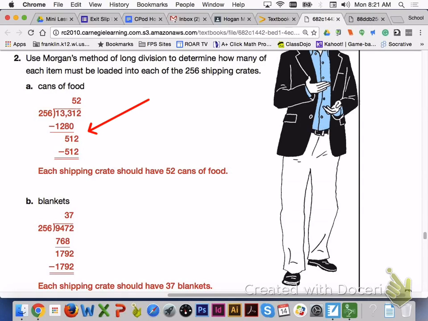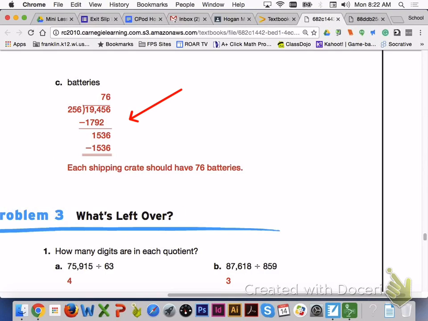For number 2, letter A, here is the work that I should see for the number of cans of food. Each shipping crate should have 52 cans of food. For letter B, here's the work that I should see in order to determine the number of blankets. Each shipping crate should have 37 blankets. For letter C, here's the work that I should see for batteries. Each shipping crate should have 76 batteries.